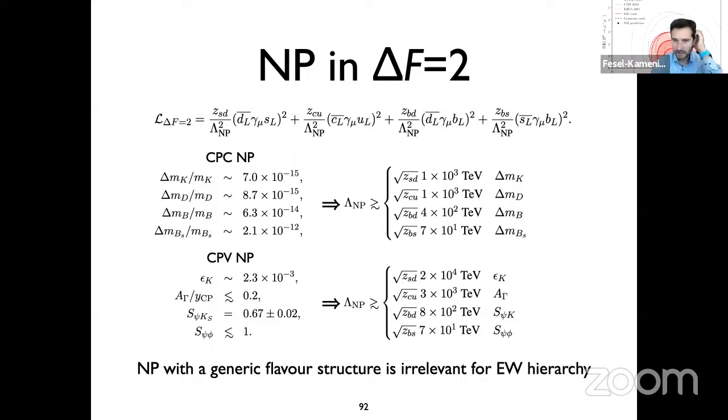In particular, as I already advertised the day before yesterday, the most constraining was the measurement of CP violation in kaon mixing, epsilon K, which probes scales as high as 10 to the 4 or parts of 10 to the 5 TeV. So what this tells us immediately is that new physics with a generic flavor structure, where these Wilson coefficients are order 1, is irrelevant for solving the electroweak hierarchy problem. It cannot live at the TeV scale, because flavor bounds tell us that such physics has to be really heavy to be consistent with flavor measurements.